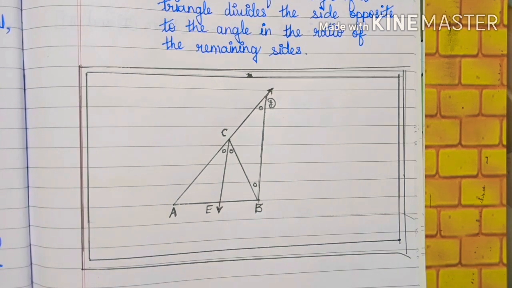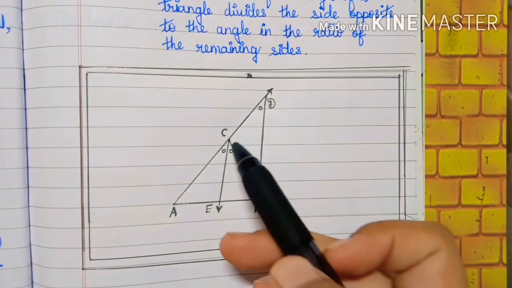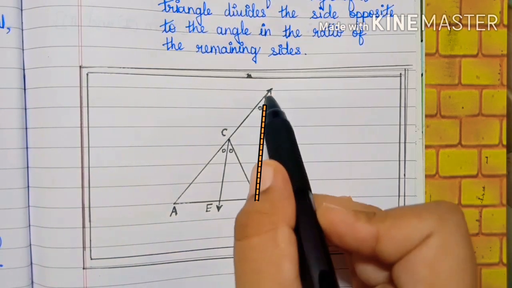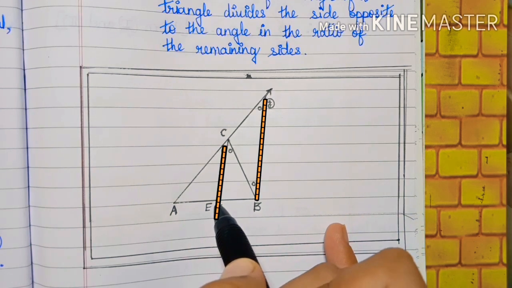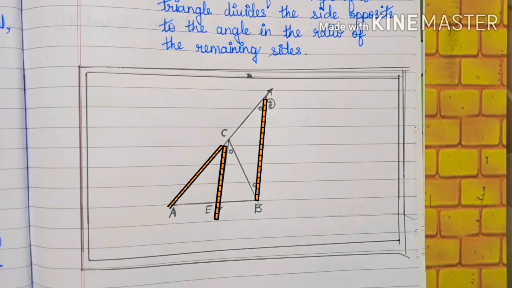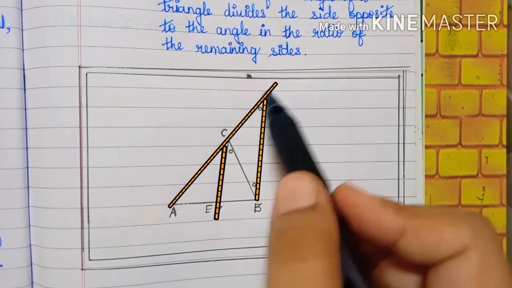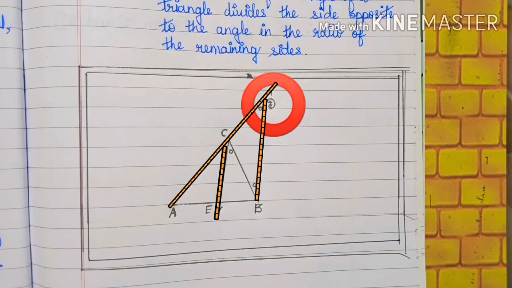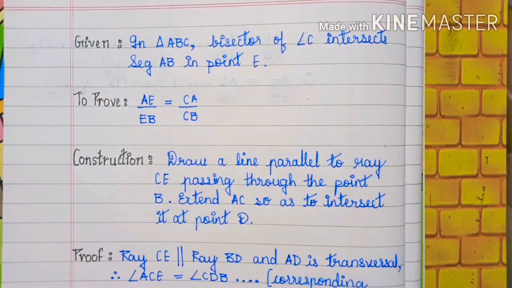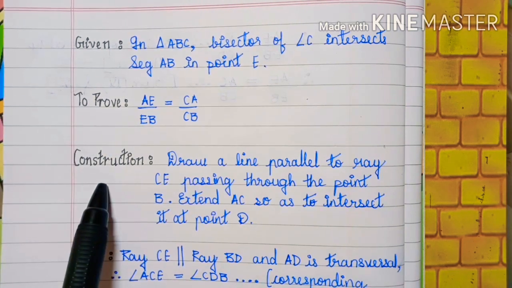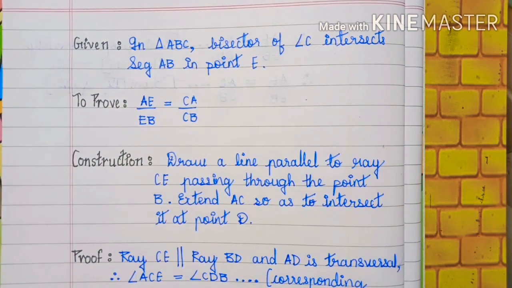Next, we have to do a construction. We draw a line parallel to ray CE passing through the point B upwards, because it has to be parallel to ray CE, and we extend side AC to intersect it at point D here. That was the construction. As we just learned, the given part and the to prove part are here and the construction part is given here. Now let's learn the proof.